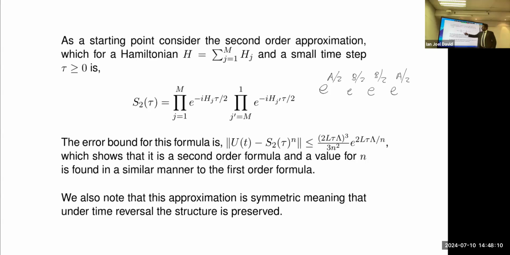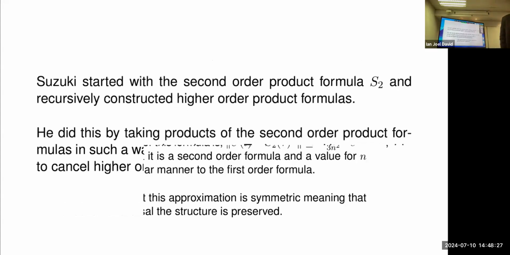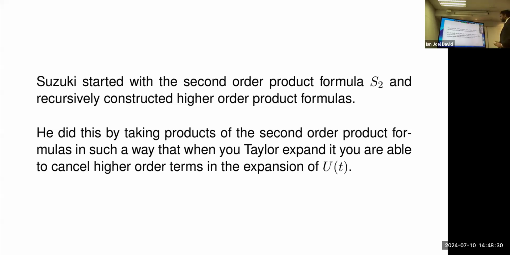So even if you look at the S2 of tau dagger, the order is going to be preserved, the order of the exponentials hj. And this symmetry becomes very important because this idea of the symmetric approximation that I mentioned here is what allowed Suzuki to recursively construct higher order product formulas using this as a starting point. The proof that Suzuki wrote down to construct these higher order product formulas recursively is very complicated.